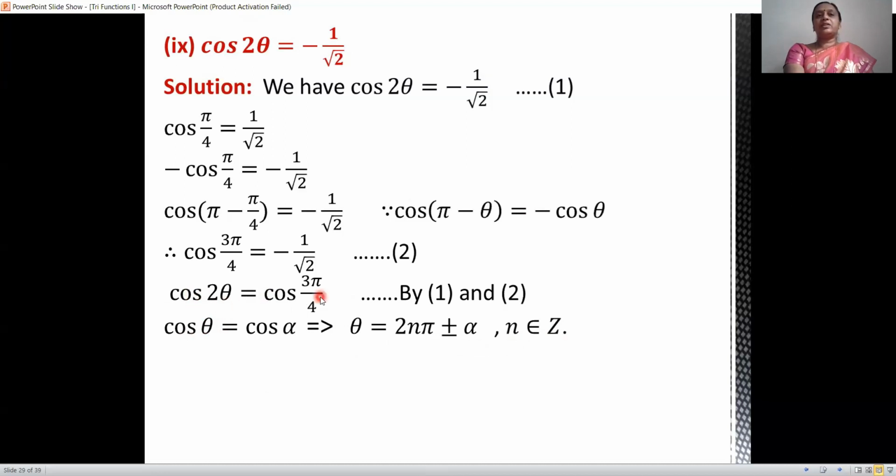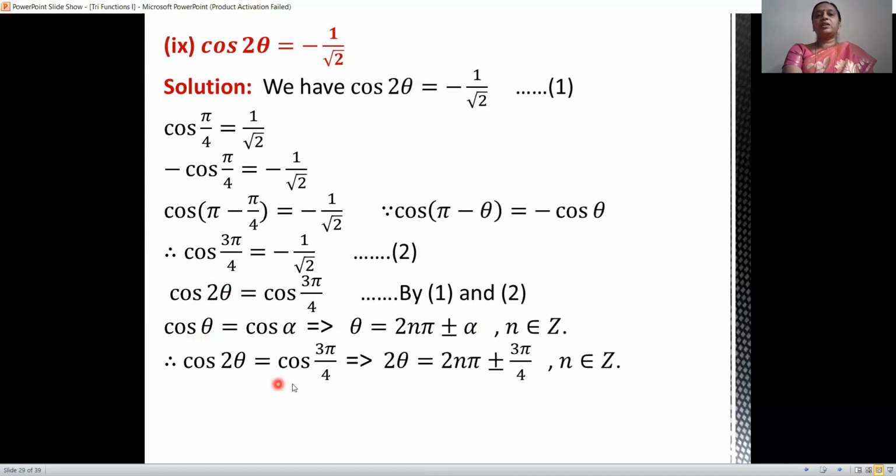This function is cos theta is equal to cos alpha. Here, theta is 2 theta and alpha is 3 pi by 4. Therefore, in this formula, we have to replace theta by 2 theta and alpha by 3 pi by 4. This is quite different from earlier problems. Therefore, write down cos 2 theta is equal to cos 3 pi by 4 implies 2 theta is equal to 2n pi plus minus 3 pi by 4, n belongs to Z.